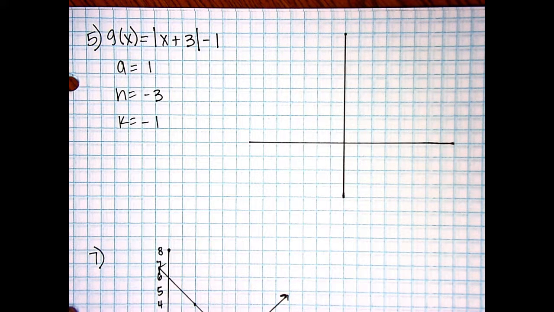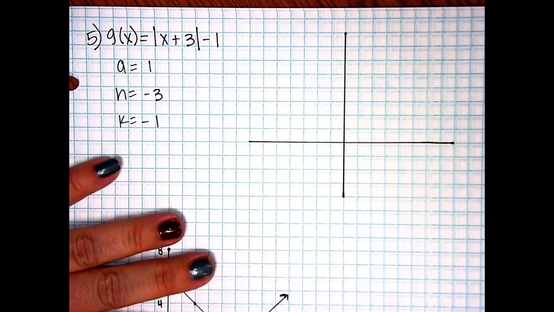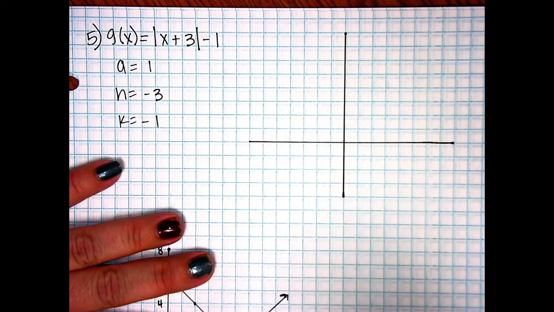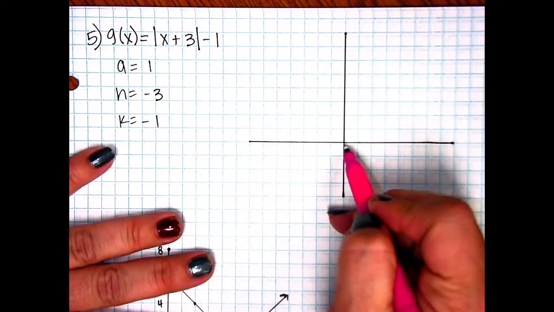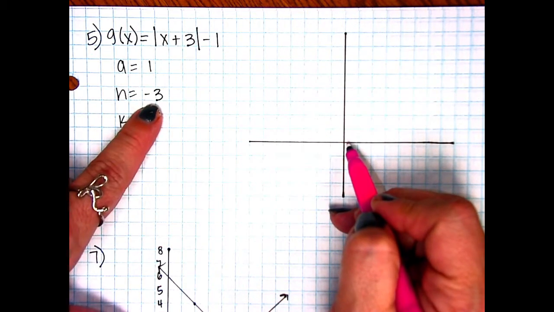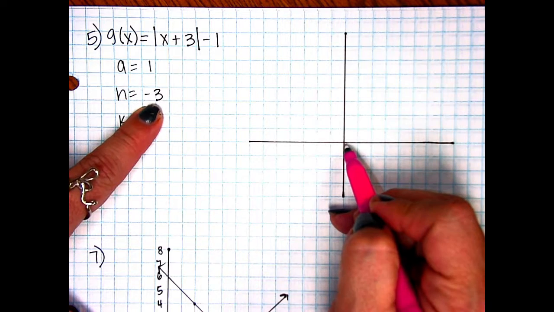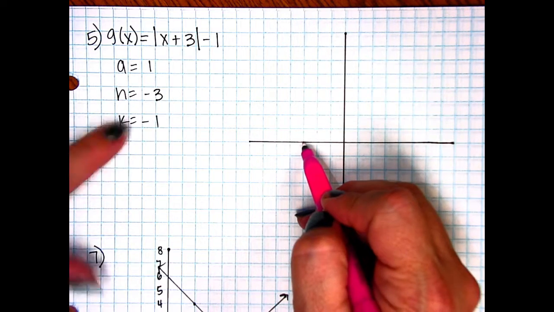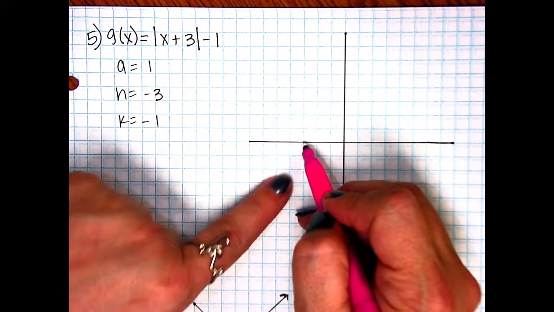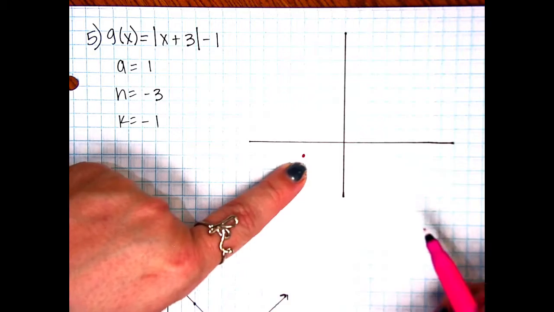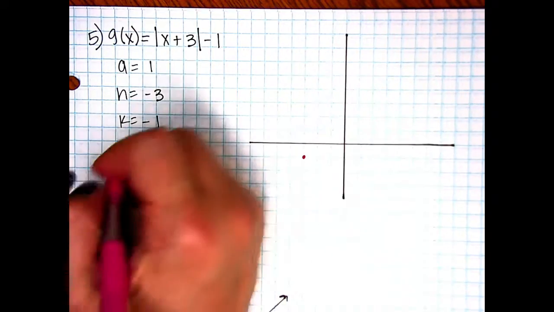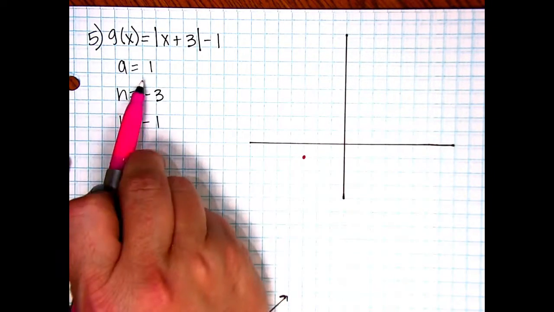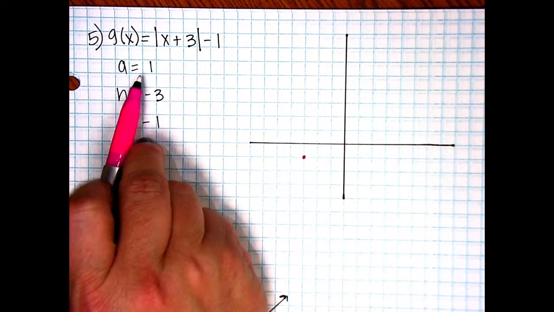So we're going to use this in reference to the original. The parent function is where everything is 1 or 0. There are no extras with it. And that always starts at 0, 0. So if my h is negative 3, that means I'm going to move my entire graph to the left 3 spaces. And then my k is negative 1, which means I need to move down 1. So there is my vertex. And then the slope of the line is 1, so that doesn't change.